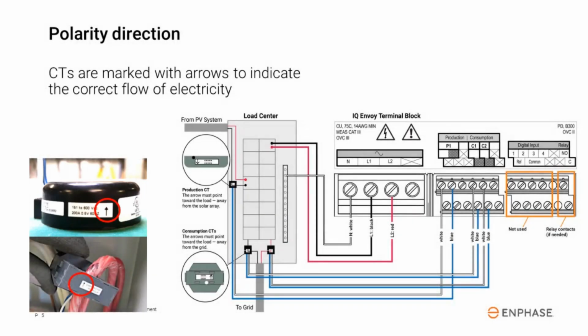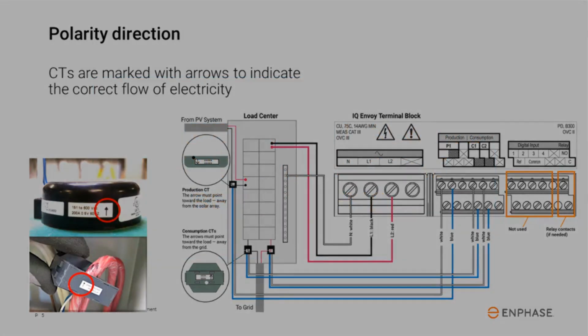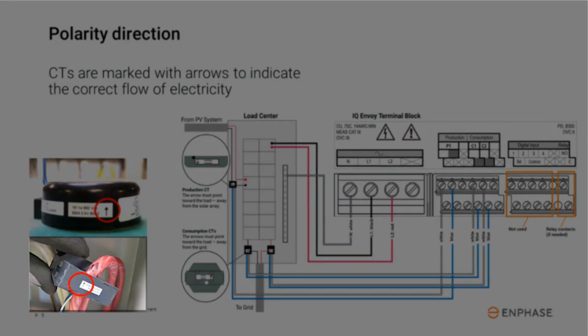And here's a pro tip. If that sticker ever falls off, you'll always know which way the arrow will point by looking at the side of the CT. You'll see that there is a flat end and a beveled end. The arrow will always point toward the beveled end. For the consumption CTs, you'll find the polarity arrow on the sticker on top of the sensor.